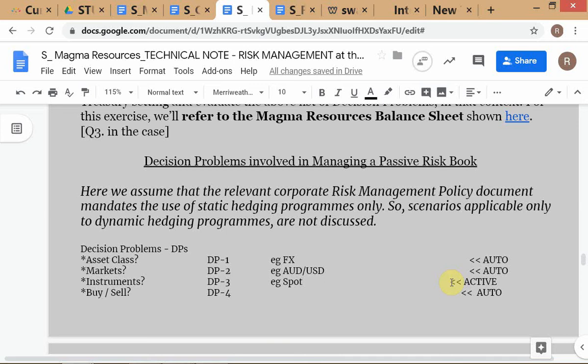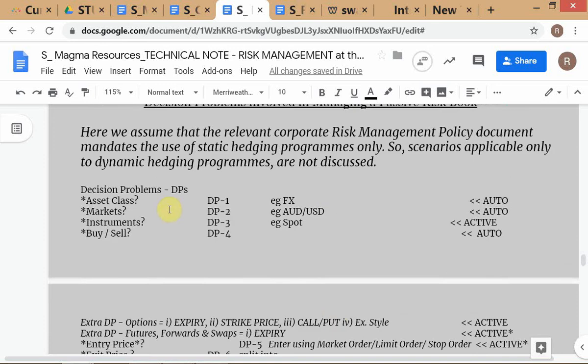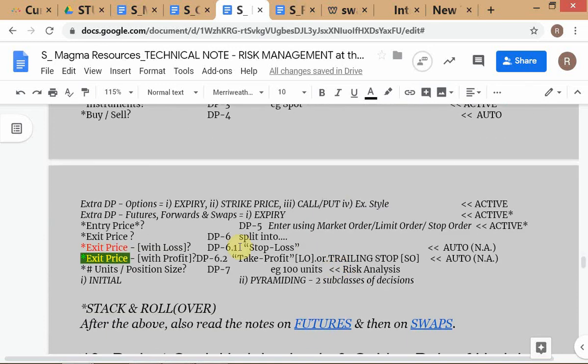So when we are discussing that type of material, we have assumed that this is going to be managed using a static hedging program, to make it simpler to understand the alterations. When you start looking at dynamic hedging programs, it's a little more complicated, but the basic logic will remain the same. So whatever I'm writing here is automatic, not applicable. That will become active in the case of, say, exit price. The exit price is automatic because in a static hedging program, once you enter the hedge, you can't exit the hedge. You only exit the hedge when the position rolls off.